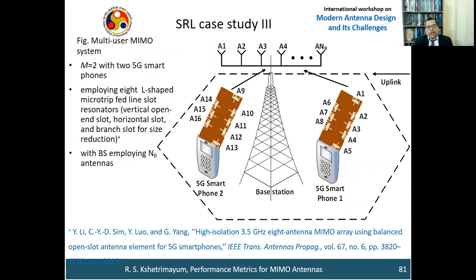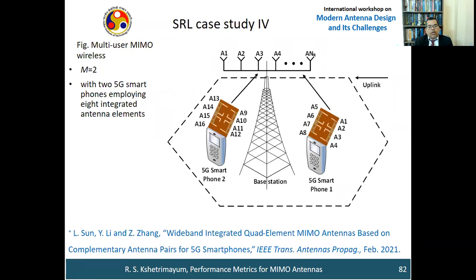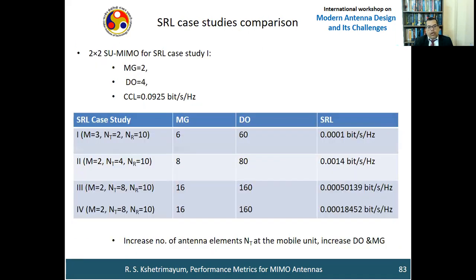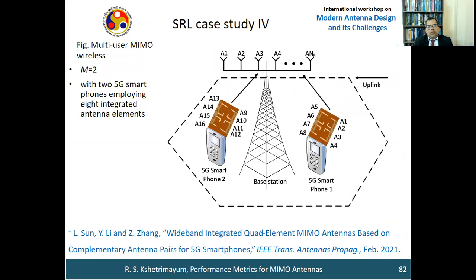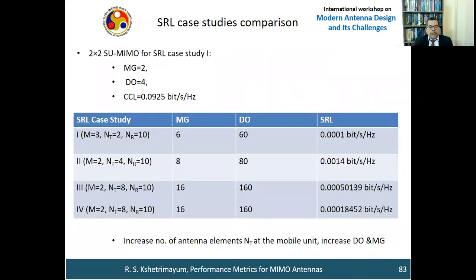Similarly, you can also consider case study 3, where instead of using four antennas or two antennas, they're employing 8 antennas at the mobile phones, 5G smartphones. We want to actually find out how much is the sum rate loss for this kind of scenario. Two users with 8 antenna elements for the uplink case. Similarly, we also consider another 8 element MIMO antenna for two users, uplink case. Let us compare their performances.